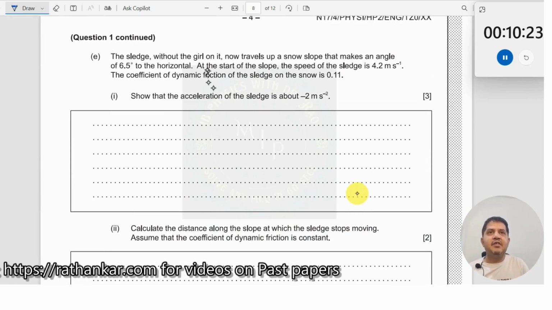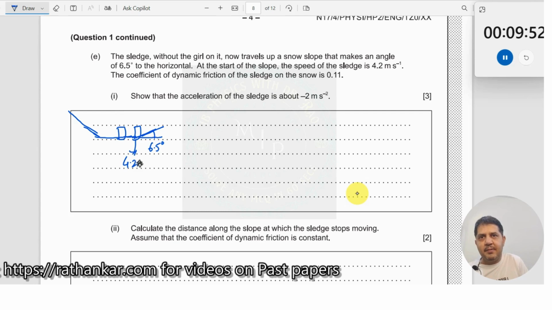The sledge without the girl on it now travels up a snow slope that makes an angle of 6.5 degrees to the horizontal. Now what is happening over here? This was a sledge, this was the slope that the girl had come across. This was a straight line, and after that the sledge is moving across this line over here. So this is making an angle of 6.5 degrees. She jumped from here, and the sledge is now trying to move upwards. At the start of the slope, the speed of the sledge was 4.2 meter per second. So what will happen? After some time, it will go and stop here, right?